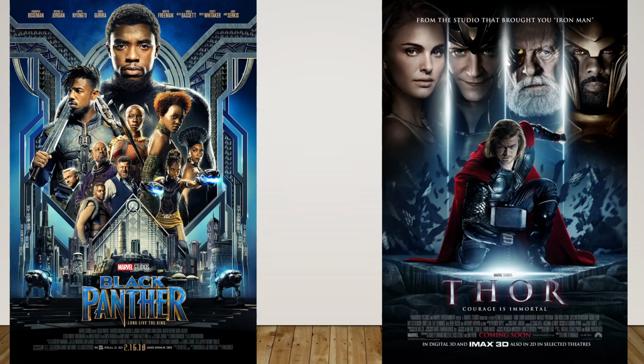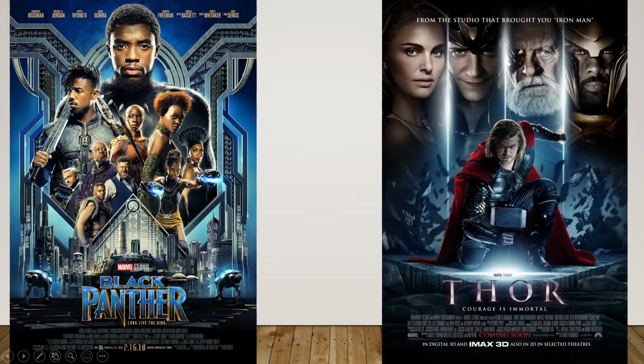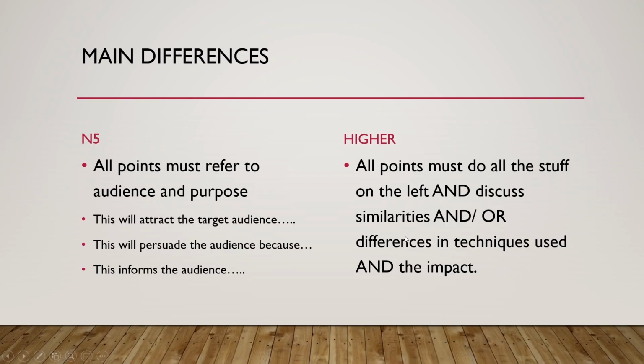But I want to go forwards and just look at a few different things. At National 5, if you took media at National 5, all your points had to refer to were target audience, the language that was being used, and the purpose. Okay, purpose of posters always to drive people to the cinema, build up interest or hype for a film. Okay, that's it. At higher, you must do all of this stuff anyway. That's the first part of your answer.